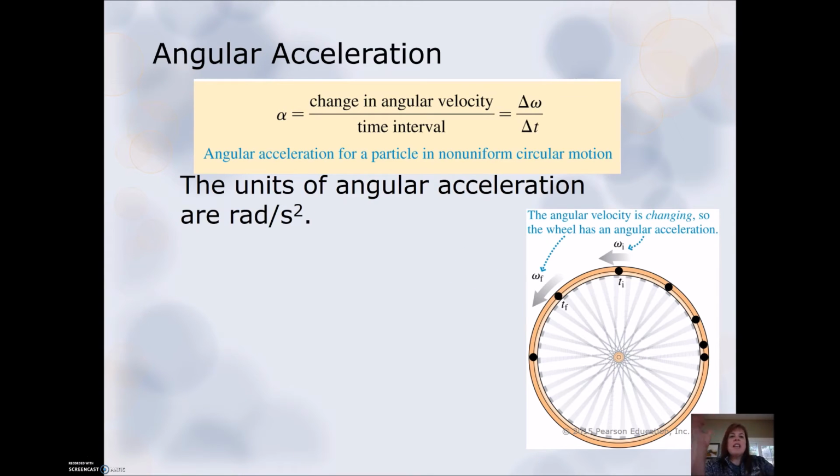Angular acceleration, just like in kinematics, acceleration is the change in velocity over change in time. Well, the same is true for angular acceleration. Angular acceleration is the change in that angular velocity, omega, over time. Now, as I said in class, the units of angular acceleration are radians per second squared. Now, we only have angular acceleration if angular velocity is changing. If our angular velocity is constant, then I'm in uniform circular motion and I don't have any angular acceleration.